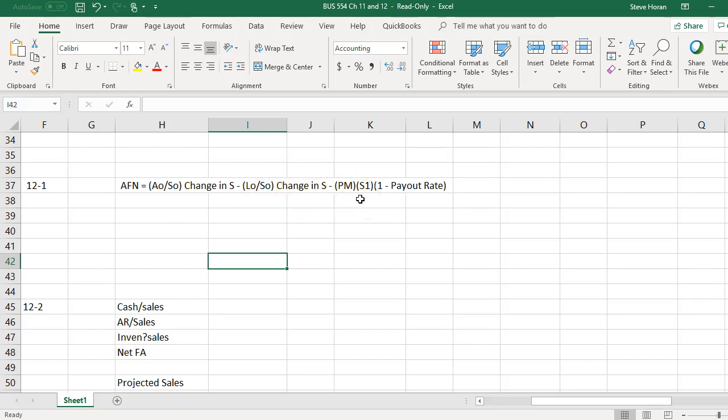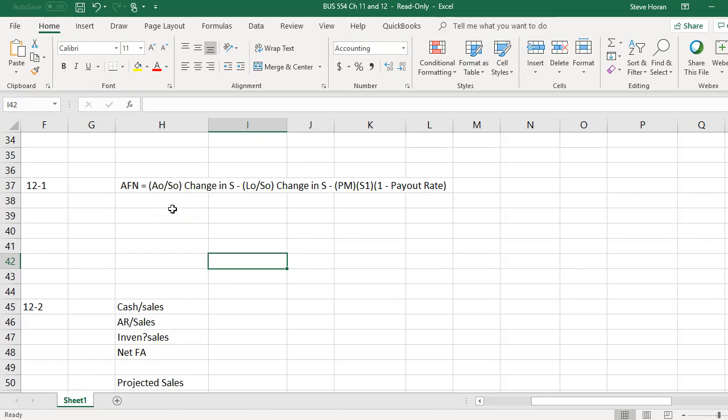And the third section is basically what my net increase to retained earnings will be. So PM is your profit margin. Sometimes it just says M. I like PM better because I think it explains what it really is. And then we get S1, sales for next year, times 1 minus the payout. So these last 3 items, PM, S1, and 1 minus payout, are essentially the net increase to retained earnings that we expect. And that, of course, helps self-finance the acquisition of assets that we need. Okay, so those are the 3 categories.